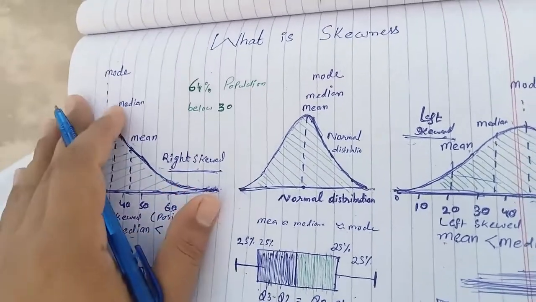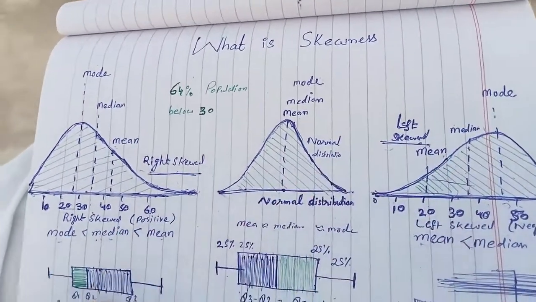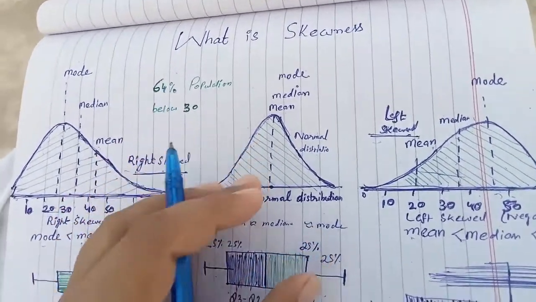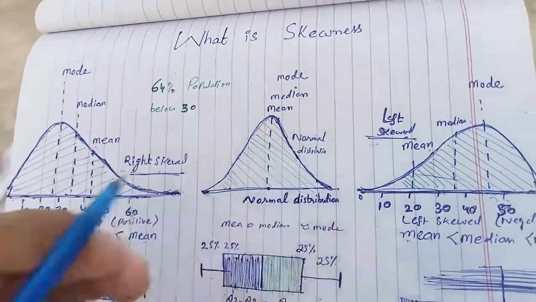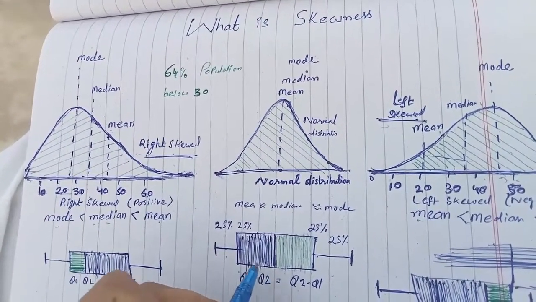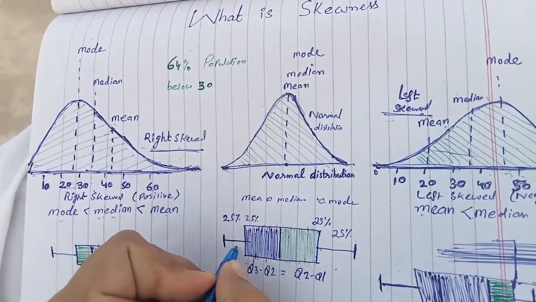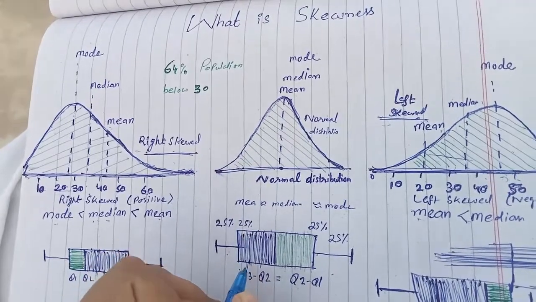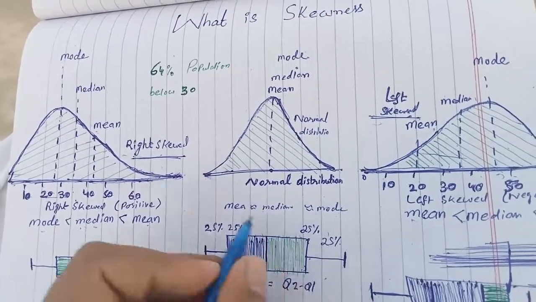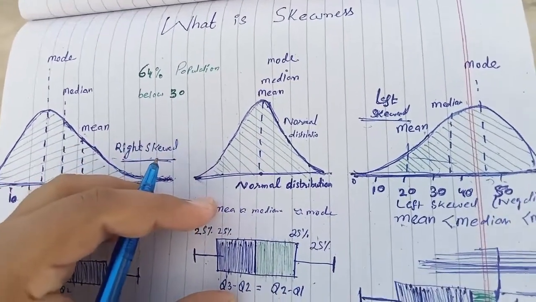We can also represent the right skew and the left skew in a box plot. If the data is normally distributed, the box plot will show 25% of the data set here, the whisker 25% here, 25% here, and 25% here. These are normally distributed, which is why you can see the data is equally distributed.